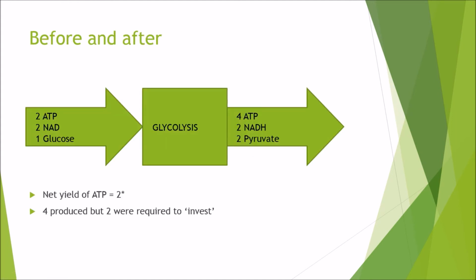Okay, so now if we compare before and after glycolysis, so before we have two ATP molecules, two NAD molecules, and one molecule of glucose. Then once we put them through glycolysis, we end up with 4 ATP molecules, 2 NADH molecules, and 2 pyruvate molecules. And please note, the net yield of ATP is only 2, not 4. The reason for this is, yes, we get 4 produced, but if you remember correctly, 2 were required to invest to phosphorylate the glucose. Alright, so just remember the net yield is 2 ATP molecules.